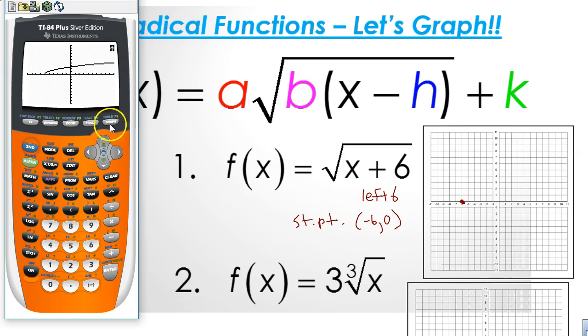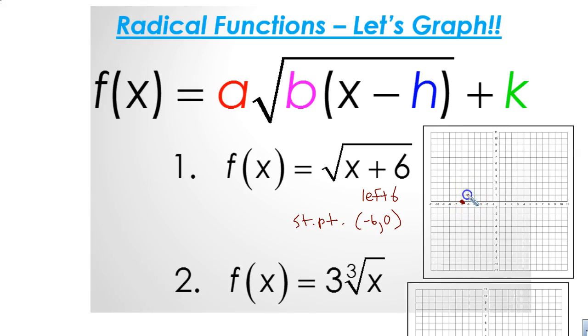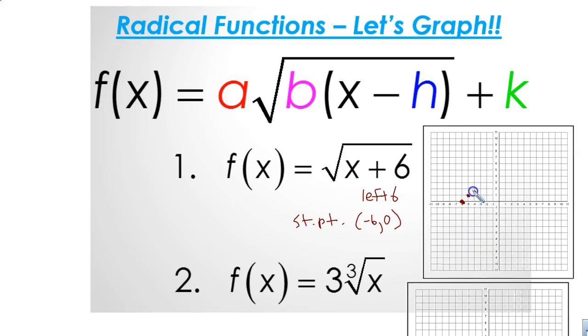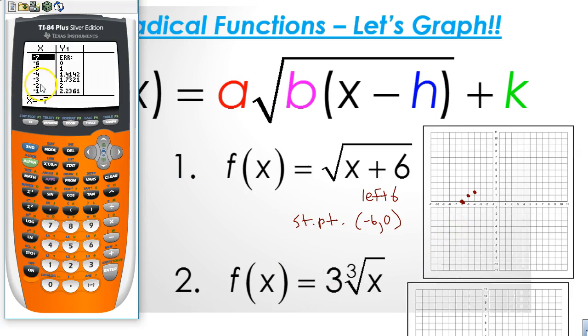I can go to my table. Now my table is going to start at negative 7, right? I can't have anything to the left of negative 6, because negative 6 plugged in would give me the square root of 0, and that's okay. But I can start getting points to the right, like negative 6, comma 0, negative 5, comma 1, negative 4, comma 1.4. I don't have to put every single point along this. I can skip ahead a little bit and do some of these nice ones.